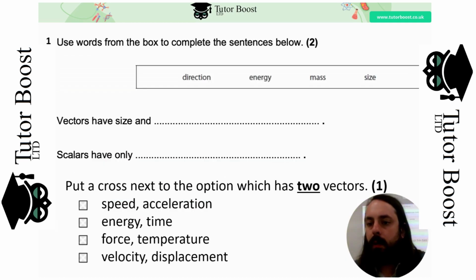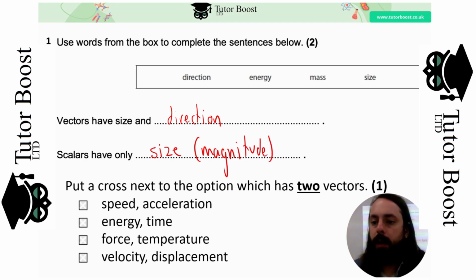Okay, so we got our first exam question. It says, use the words from the box to complete the sentences below. Vectors have size and direction. Okay, guys, remember to stop the video whenever you want to answer the questions by yourself. I will also provide you with some extra exam questions on the mark scheme at the end of the video. Scalars have only size. What's another word for size that you might find in the exam? That's magnitude. Okay.